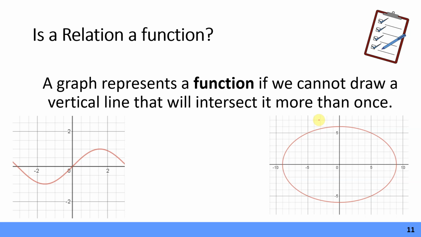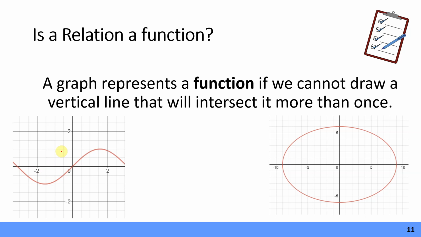So the graph of a relation represents a function if you cannot draw a vertical line that will intersect it more than once. Okay, so for a function, you cannot draw a line that's going to intersect it more than once. So here we have two examples. One of them is a function and one of them is not. So let's go ahead and determine which one is.